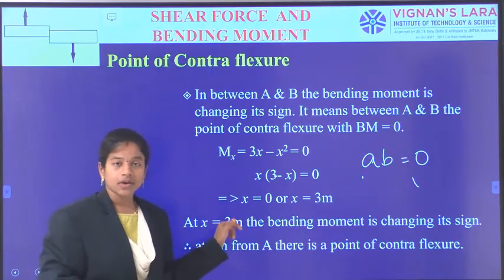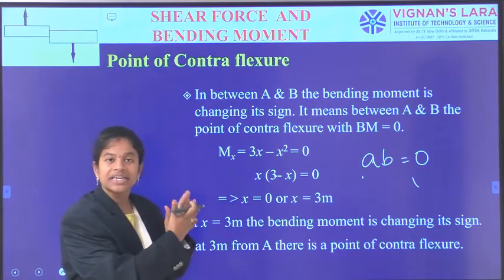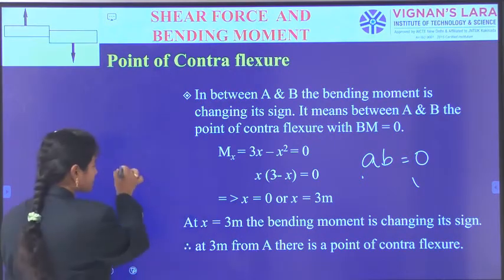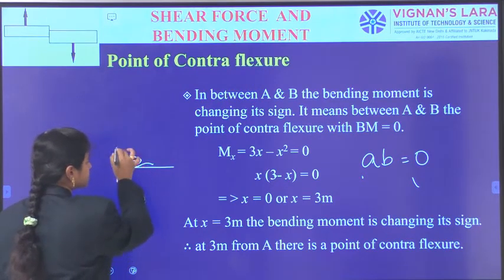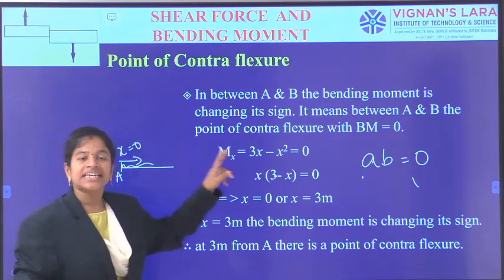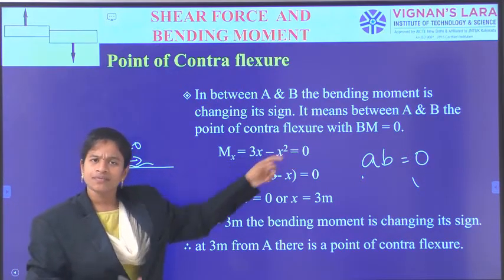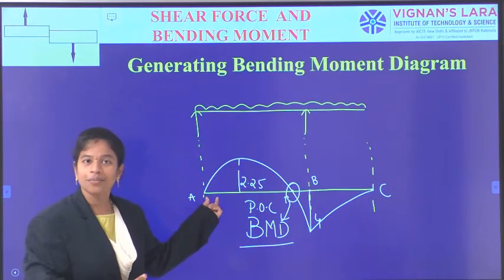So in this way, what do we mean by x is equal to 0? x is equal to 0 is indicating support A, as we are measuring from point A. So x is equal to 0 means at the A location. At the A location it is saying the bending moment is equal to 0. Yes, I already know, at A I have got 0 bending moment only.